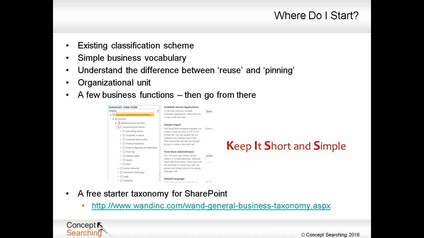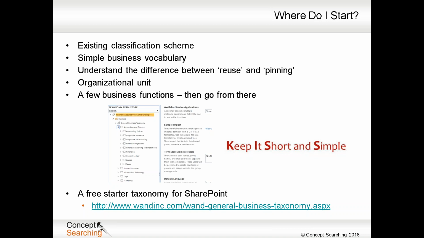It can be nice to look at those taxonomies that you can download or buy from a vendor, but in most cases, my experience at least, and this is just my personal opinion, is that these are not a great deal of value. There is a free starter taxonomy available for SharePoint from a company called Wand. You can get it at the link below. Don't worry if you don't write it down. You can get this presentation later. But it can give you a really good idea of what a taxonomy for SharePoint looks like or could be, and you can see it here in the screenshot.